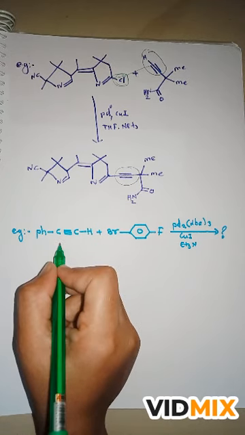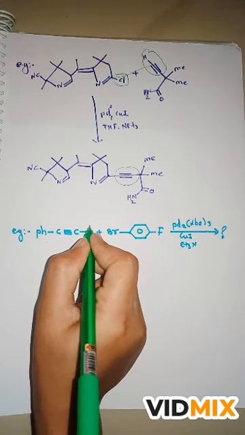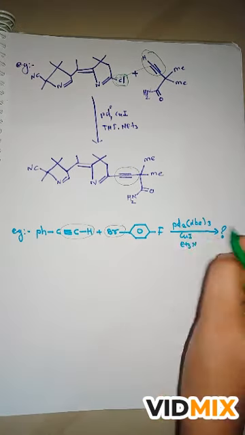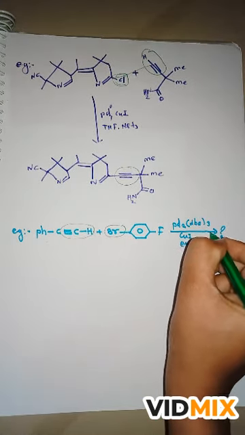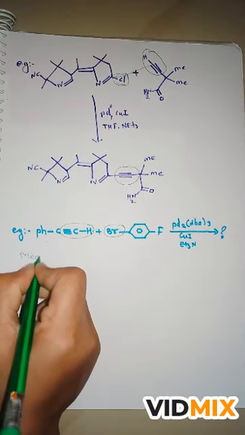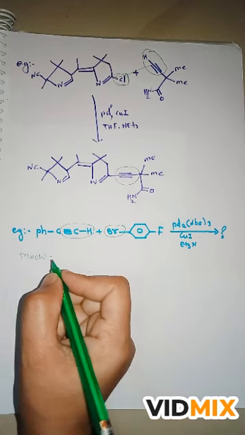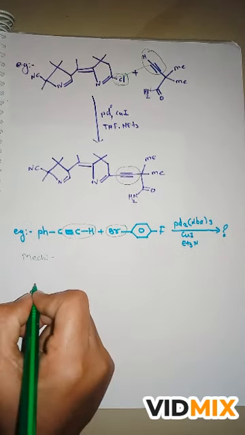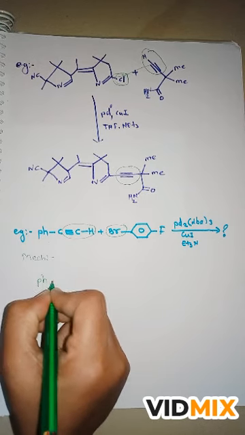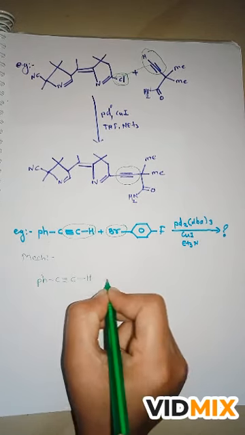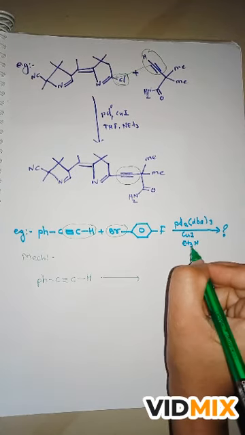Here is an example. This is our terminal alkyne, this is our allyl halide, and these are our reagents. So let's look at the mechanism. First, we have this terminal alkyne. We write here this terminal alkyne, and in the reagents we use the base.